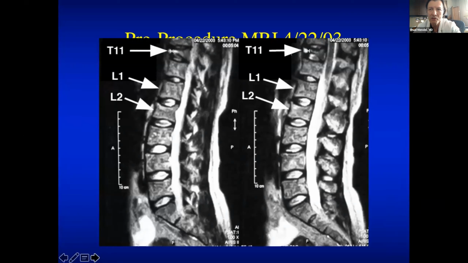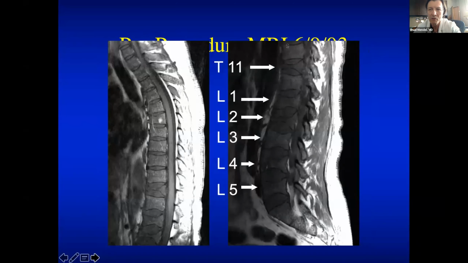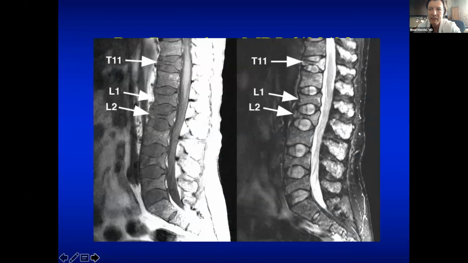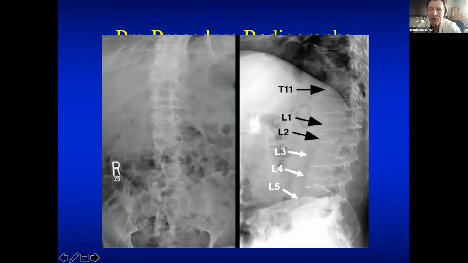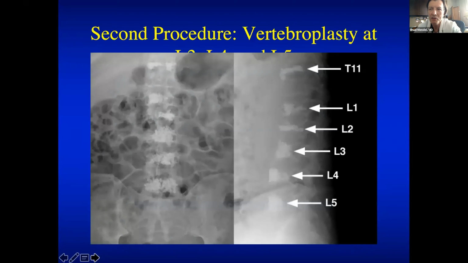Here's an ophthalmologist who had multiple myeloma. He initially developed T11, L1, and L2 fractures, and within two weeks after that, he developed L3, L4, and L5 fractures. So you can literally see from T11 down to L5, all the vertebrae are broken except T12. And again, this patient was bedridden, unable to get out of bed. You can see the CAT scan with a multitude of these fractures.